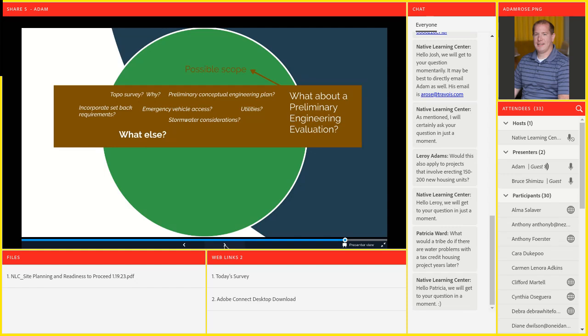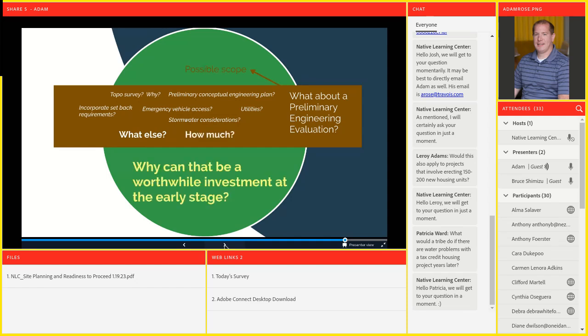This is something that, again, is not extremely expensive in the big picture of things, but is extremely, extremely valuable in the intel that it's going to provide as far as planning perspective and communicating with council and communicating with the other departments. Is there anything else that you would recommend or think about as far as paying for some type of preliminary engineering evaluation to help evaluate a site?